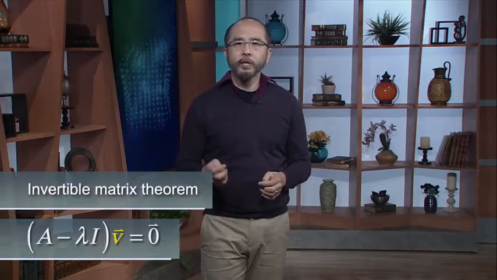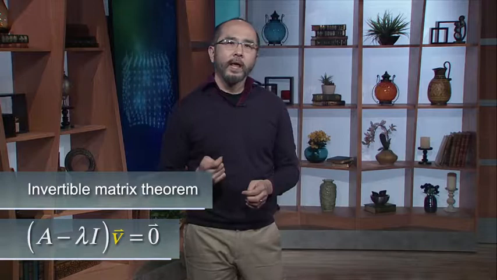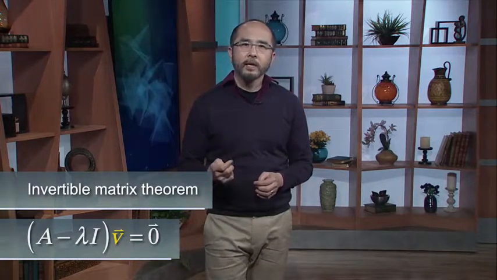Remember, we want to find a non-zero vector v for the eigenvector. But this equation says that v is in the null space of A minus lambda I. The only way that this can happen is if the null space of A minus lambda I is not trivial. By the invertible matrix theorem, that's only true when A minus lambda I is not invertible. But that means that the determinant of A minus lambda I is 0. So we're going to look for a lambda for which this determinant is 0. We now have a way to isolate the process of finding lambda from the process of finding v.